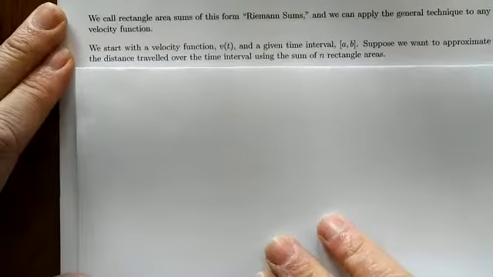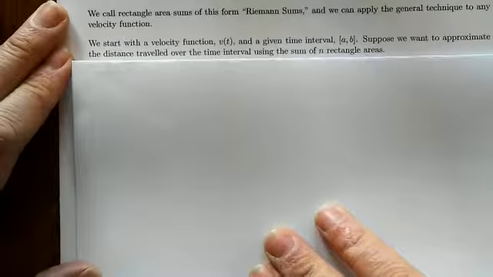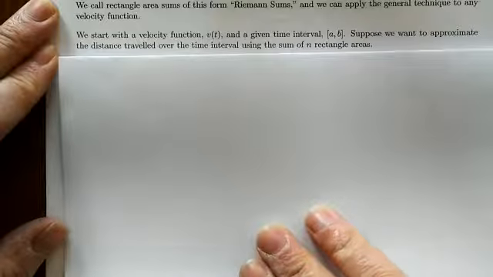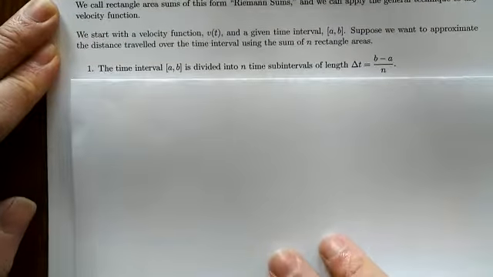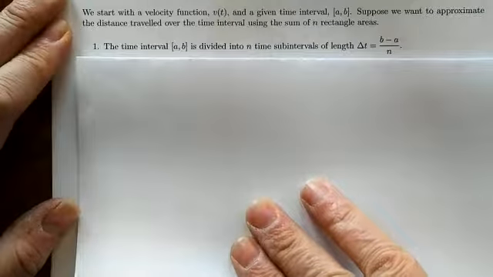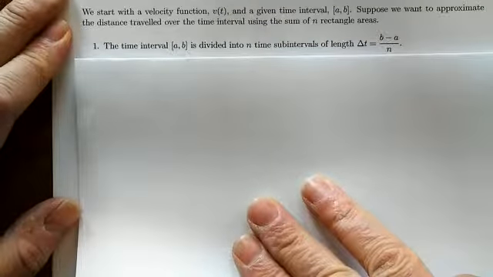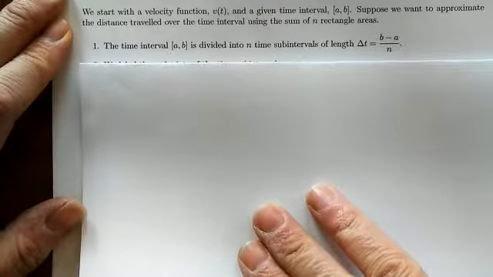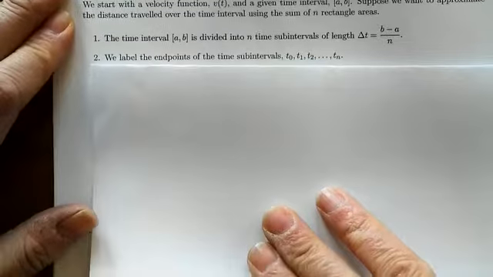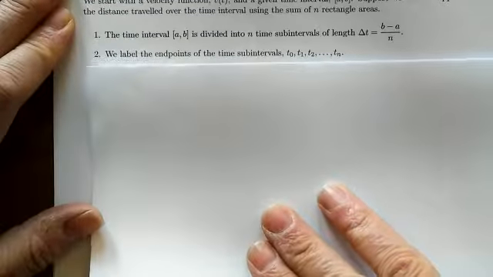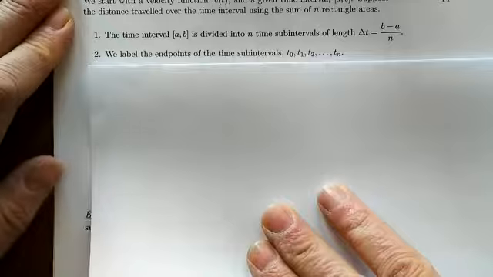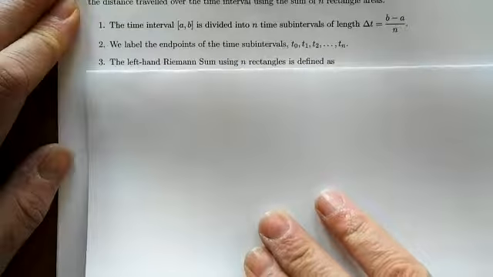It's Riemann, Riemann sums. So we start with a velocity function and a given time interval from A to B. Suppose we want to approximate the distance traveled over the time interval using the sum of rectangle areas. Now we take our time interval and we divide it into n time subintervals, where n could be 10, 50, 60, whatever. The length of each subinterval, the change in time, is going to be b minus a over n. And then we label our endpoints, t0, t1, t2, up through tn. The number of subinterval endpoints is always going to be 1 greater than n because we count starting at 0.